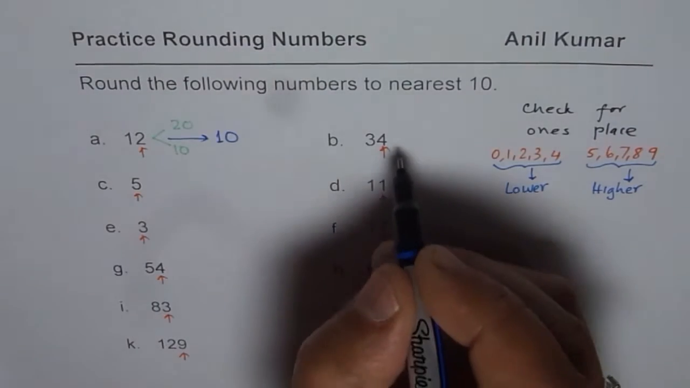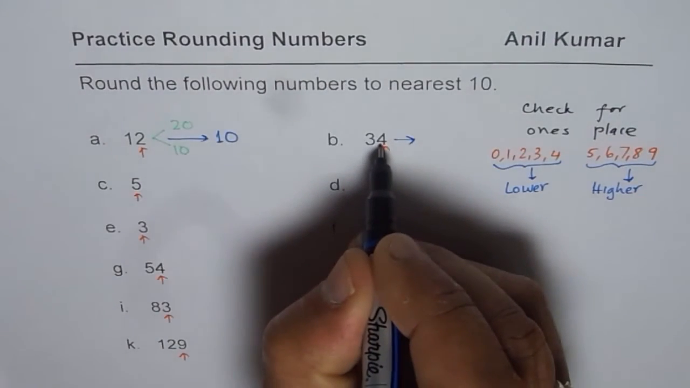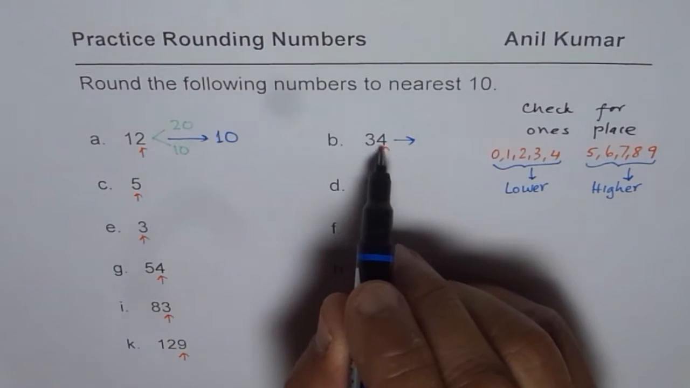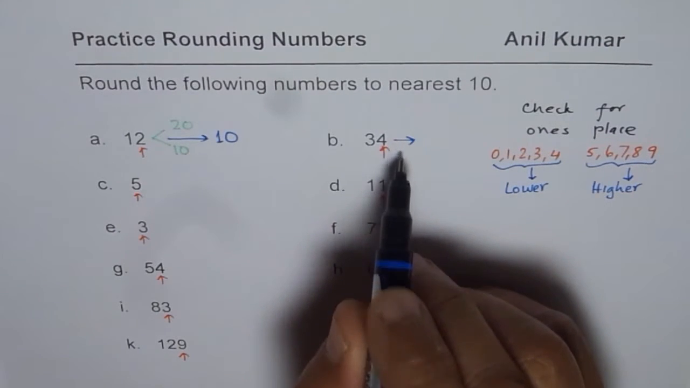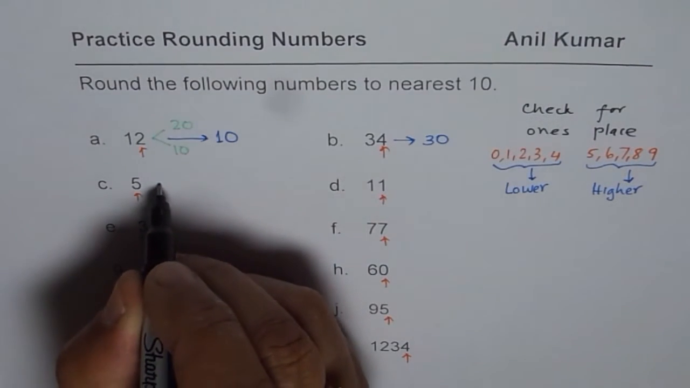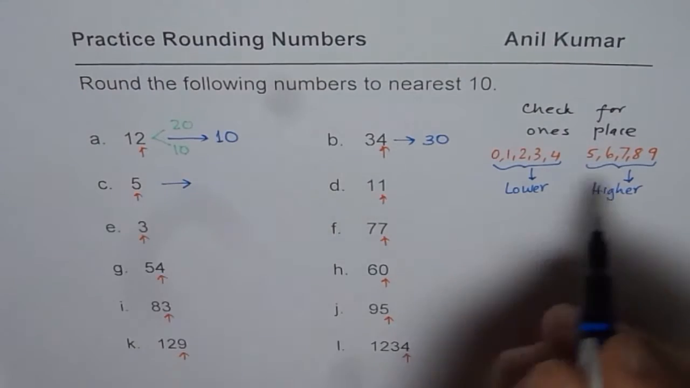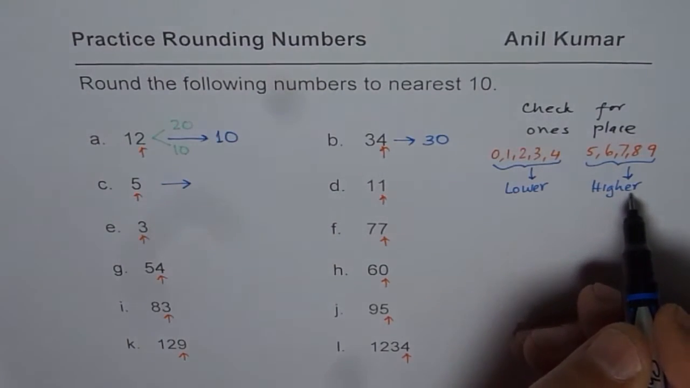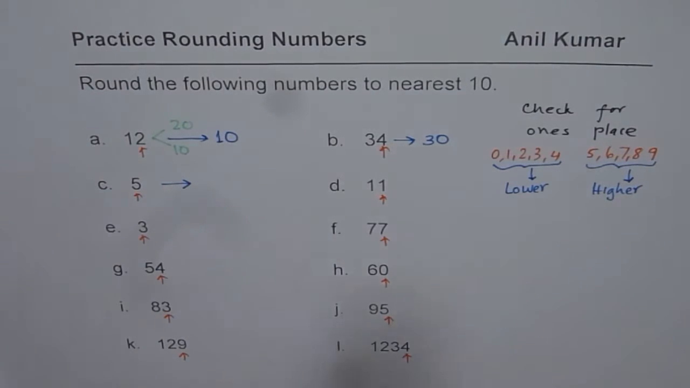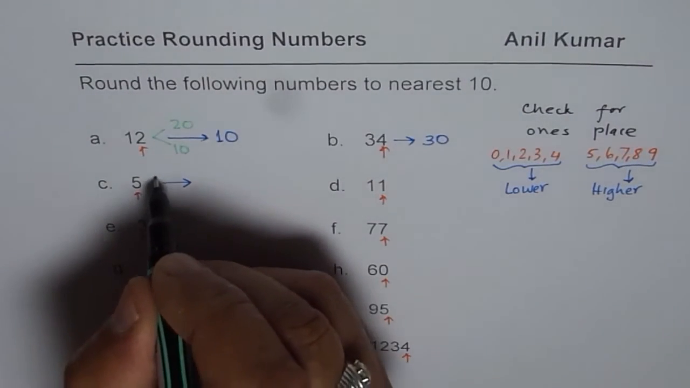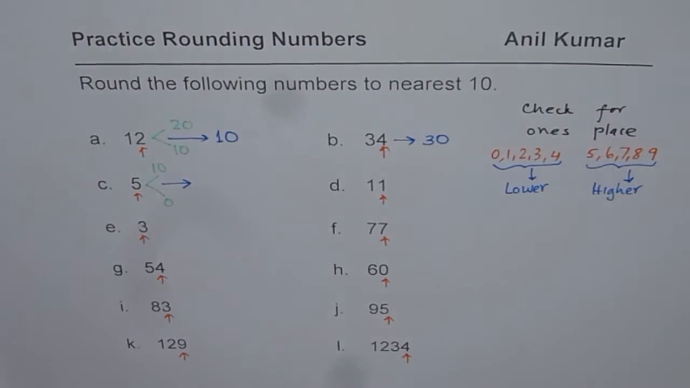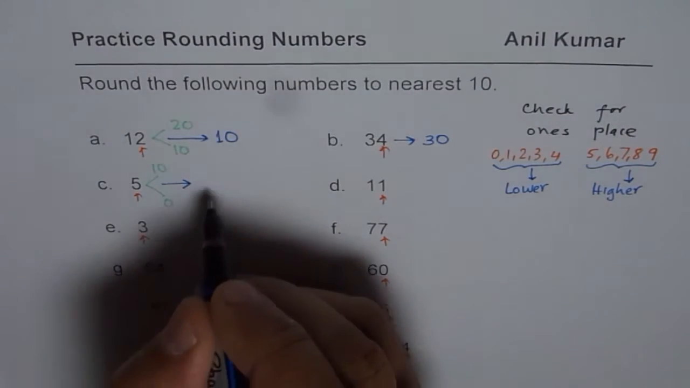Let's look at 34. 4 is less than 5, so this should be rounded lower. That means 30, not 40. So we'll round it to 30. Now 5. This is interesting. 5 is actually in the higher group, so it rounds higher. So what are the two tens numbers closest to 5? They are 0 and 10. Do you see that? So 5 is rounded to the number 10.